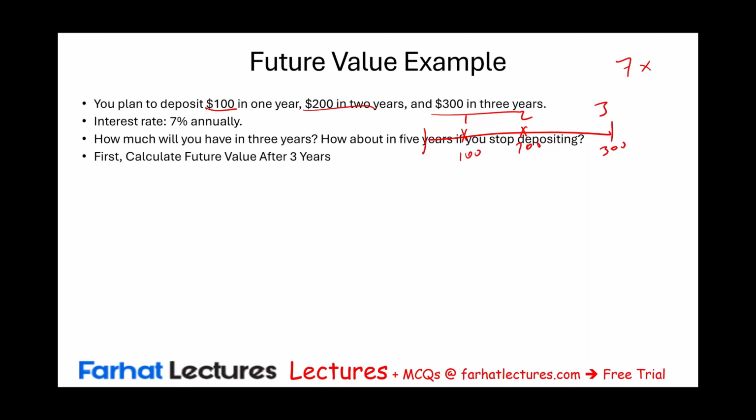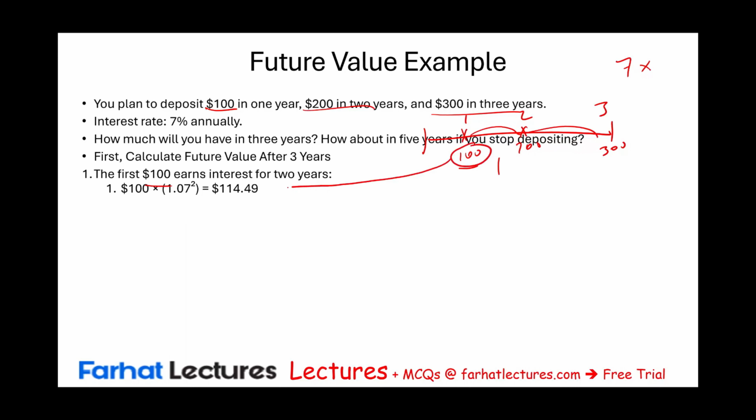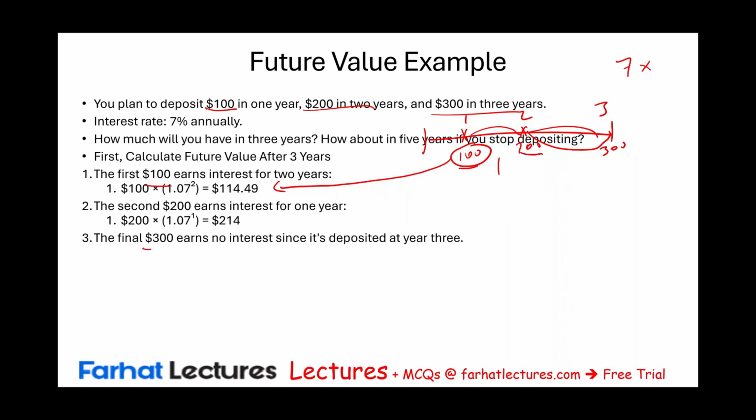So what you do is first you calculate the future value after 3 years. You will take the first 100 and it's going to earn 2 periods, this period and this period. So let's do that first. 100 times 1.07 raised to the second power. So this first 100, it's going to turn into $114.49. Then the second 100, it's going to earn money only for 1 period, times 1.07 raised to the first power equal to 214, and the last 300 doesn't earn anything for now, because you're going to deposit that in the 3rd year. This is going to give you, in total, $628.49. This amount plus this amount.